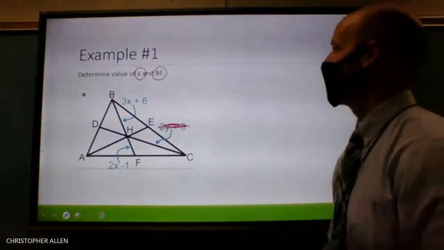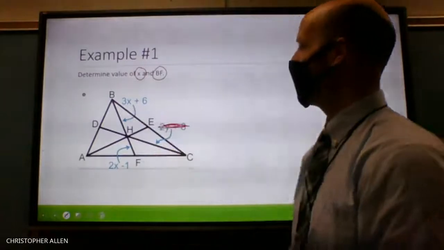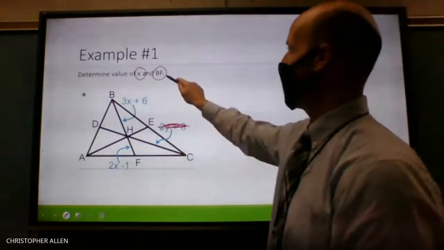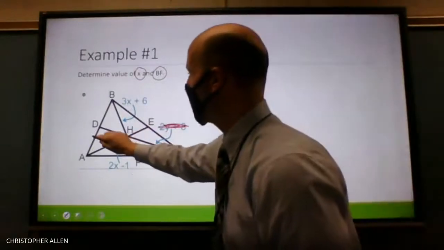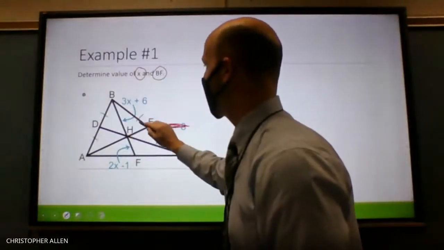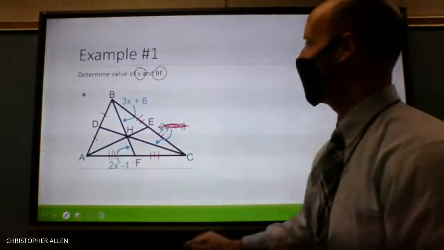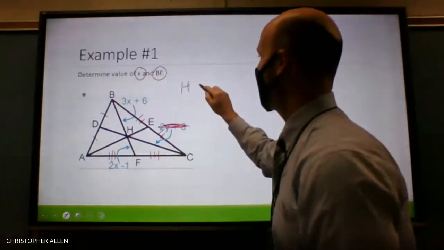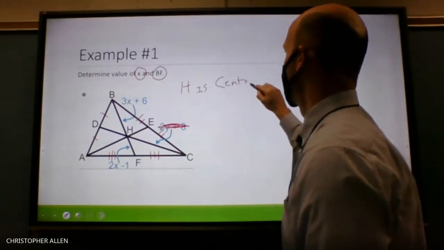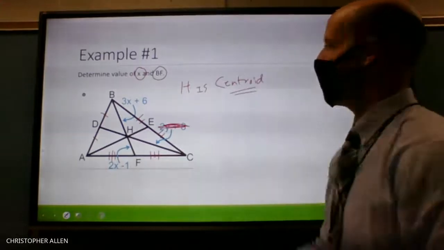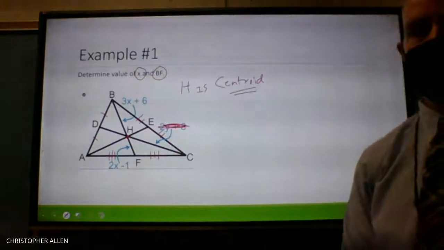So here we go. We are trying to find the value of X, which is basically these 2 expressions here, and then we need to find the length of BF. So this right here, these are all the medians. So this point H is the centroid. Now, guys, you don't have to know that. I'm just telling you that's the point of concurrency of all the medians. So that's the centroid.